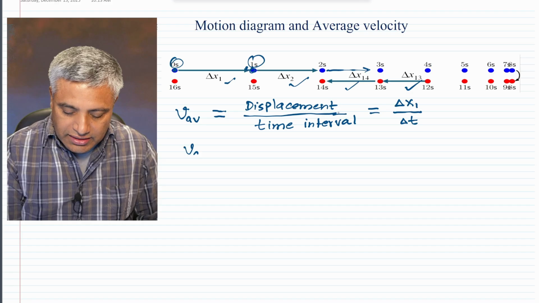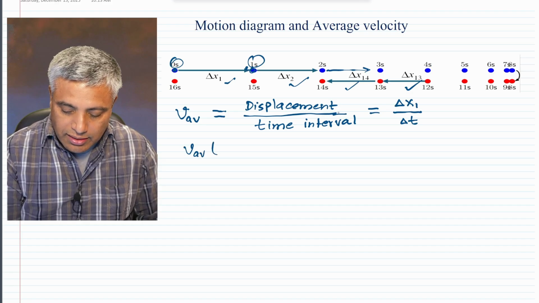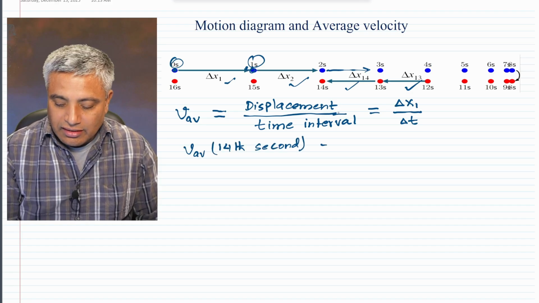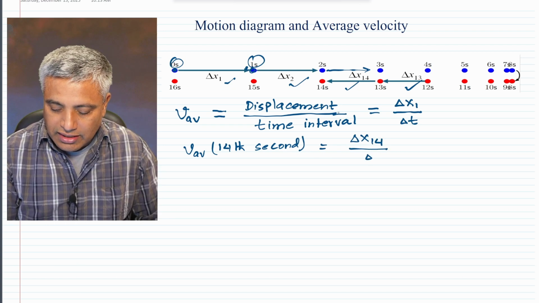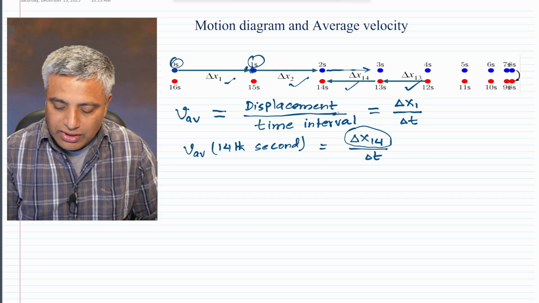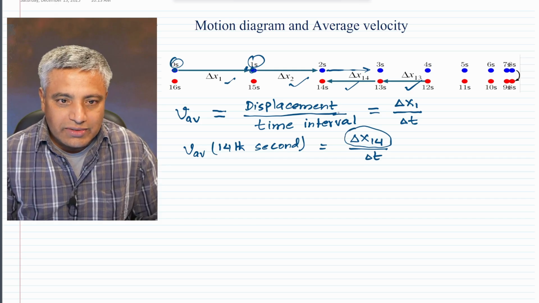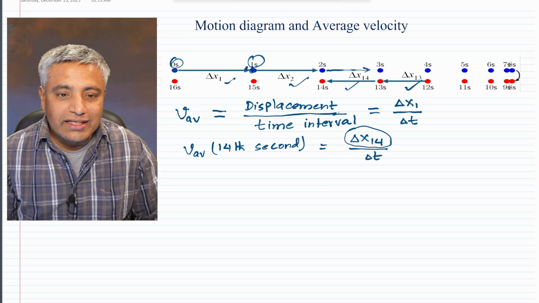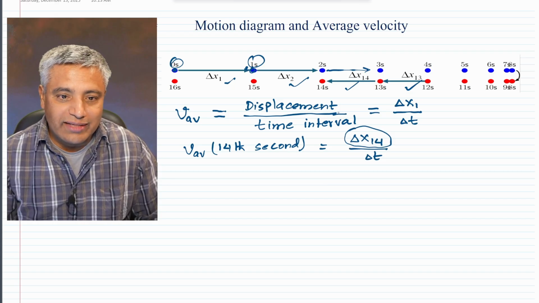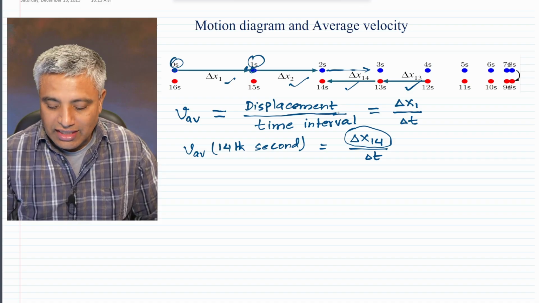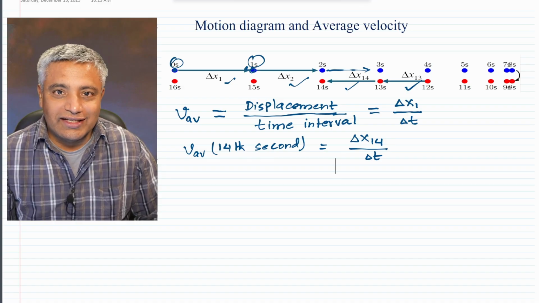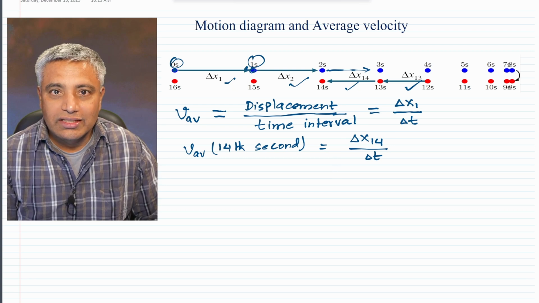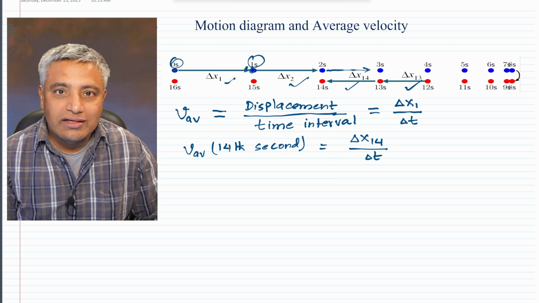Similarly, average velocity at, let's say, the 14th second can be written as delta x 14 divided by the time interval. And by the way, this is just a notation, and I'm using a subscript in the displacement notation to indicate that these displacements are not the same, they are changing with time. Okay, so that's what the subscript is. Otherwise, we use simply delta x for any general displacement. But here, by putting a subscript, I'm being more specific.